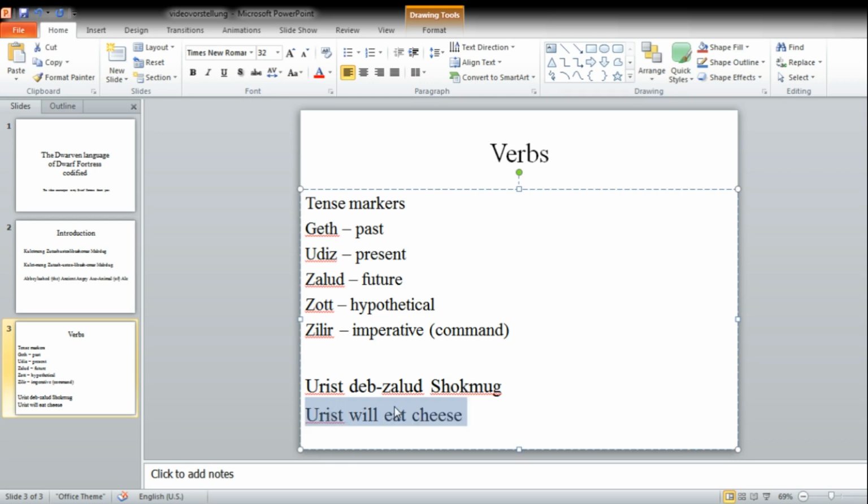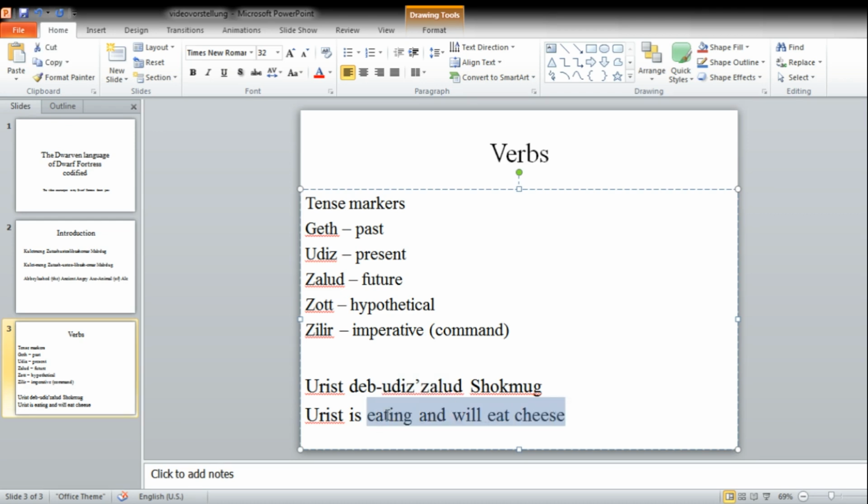And we can also combine these forms as well. So, Jurist deb udiz zalud, and you use an apostrophe to combine them, shokmug. Jurist is eating and will eat shokmug, cheese. Not capitalized. And you can also notice that this noun is capitalized. So you see, we've combined two tense forms by sticking both tense markers onto the verb.